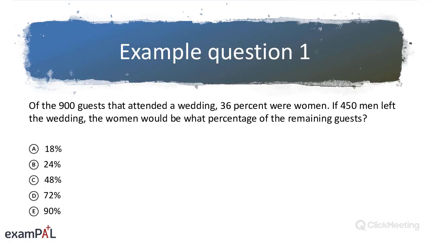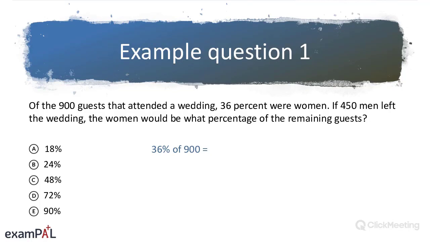So of the 900 guests that attended a wedding, 36% were women. If 450 men left the wedding, the women would be what percentage of the remaining guests? Now, this question is probably one that you have a really fast intuition as to how to solve. So for example, you could just straight up calculate it.